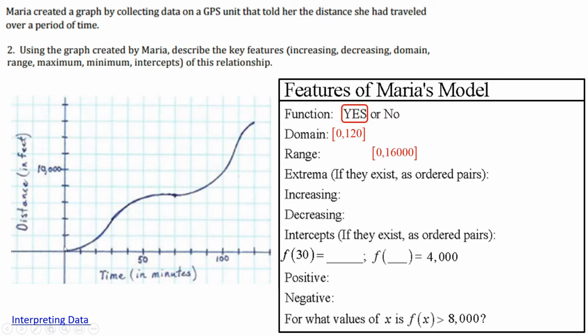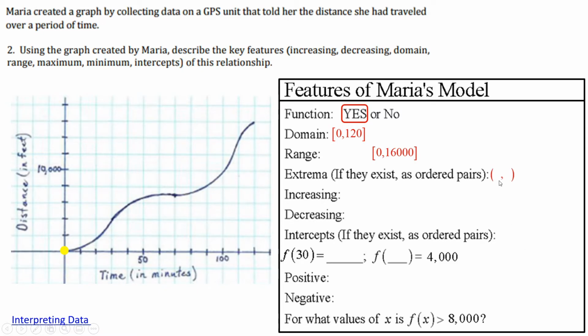That is all of these values right there. And the domain is all of the x values from x equals 0 to x equals 120. Everything right there. Okay, extrema, if they exist as ordered pairs. Well, looks like we clearly have a min.